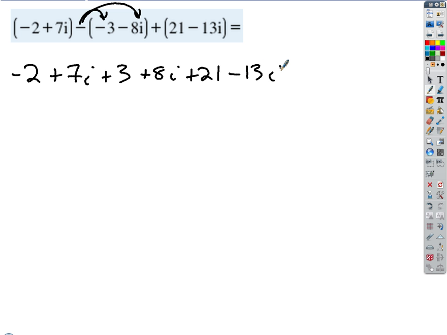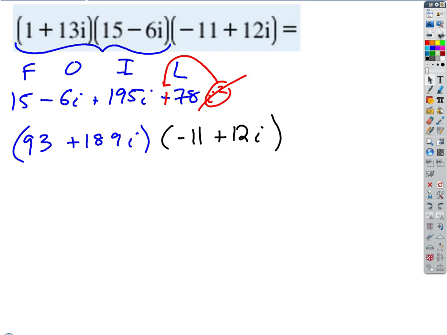All we have to do is add up like terms. So for example, if we're going to add up the real numbers here, no i's, let's just add those up as we go. -2 plus 3 is 1, plus 21. Okay. What about the i terms? 7i plus 8i is 15i, minus 13i. That's my answer. Right? Okay, no big deal.